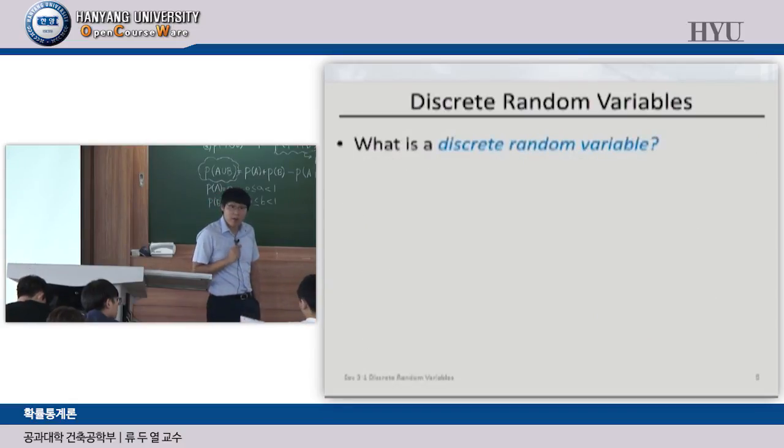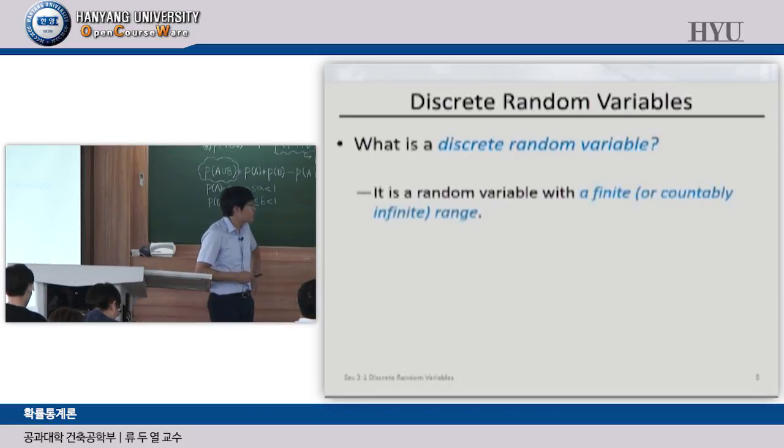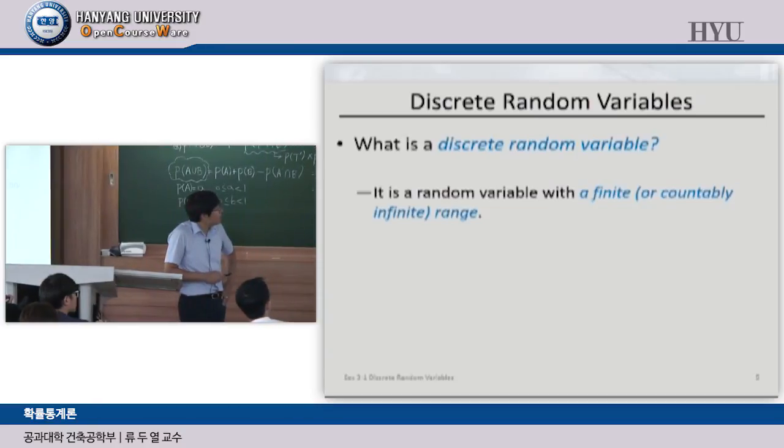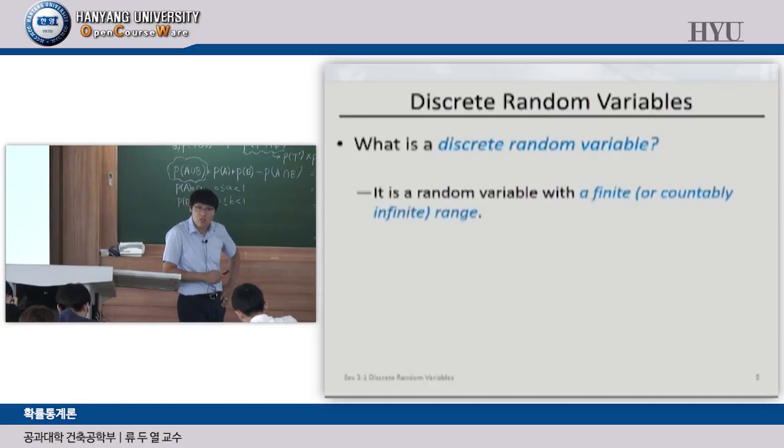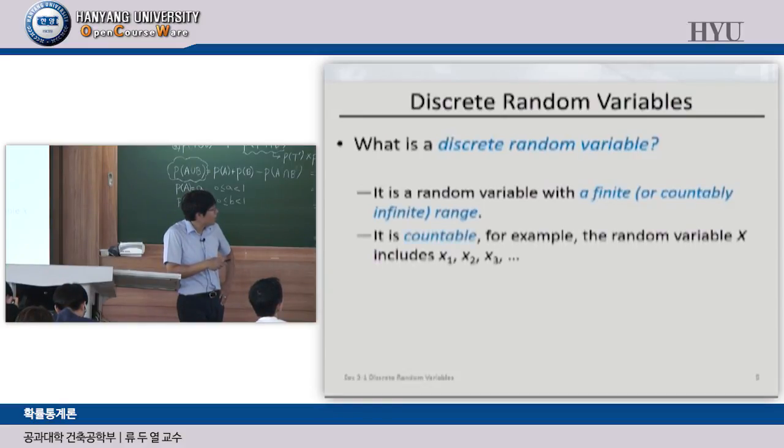So, what is a discrete random variable? This is the first simple definition for the discrete random variable. It is a random variable with a finite or countably infinite range, which means that we can count the number of values of the random variable, okay? So, as I mentioned here, it is countable. For example, the random variable capital X includes small x1, small x2, small x3, blah, blah, blah. So these are the actual values of the random variable, okay?